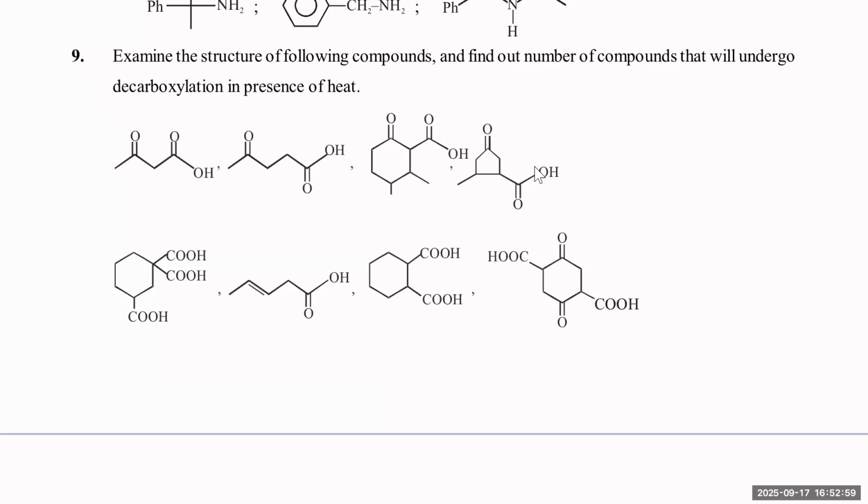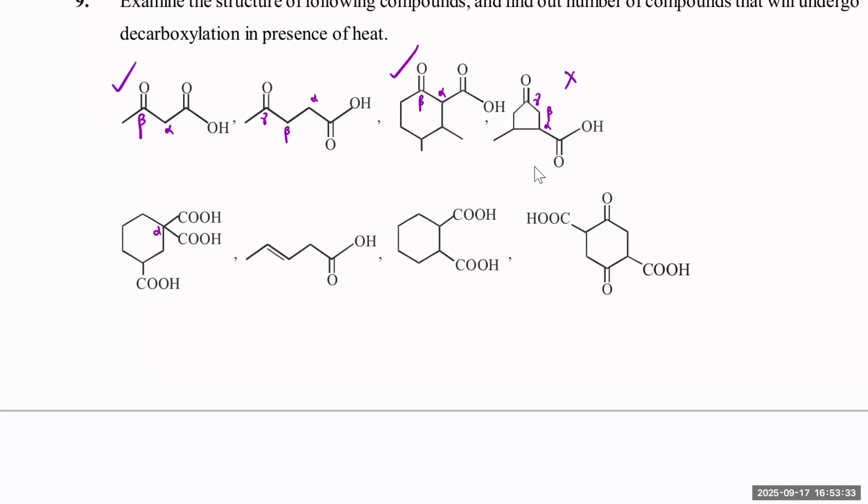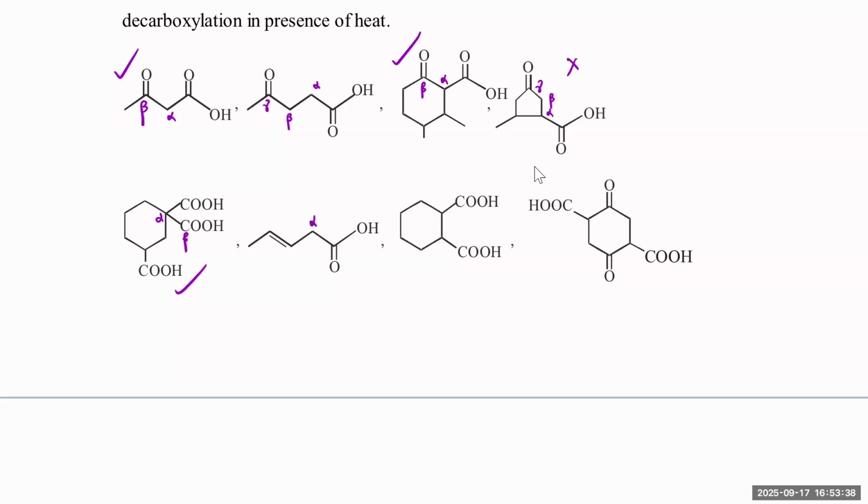Examine the structure of the following compounds and find out the number which will undergo decarboxylation. This also we did, alpha and beta. Beta keto means definitely decarboxylation will take place. Now this is alpha, beta, gamma. If you have gamma, that means only dehydration will happen, so here there is no decarboxylation. Now here you can see alpha and beta, an alpha, beta keto acid. Yes. Here this is alpha, beta, gamma, so no. Here it is alpha and beta. Beta diacids will also give decarboxylation. Now it is alpha, beta, gamma.